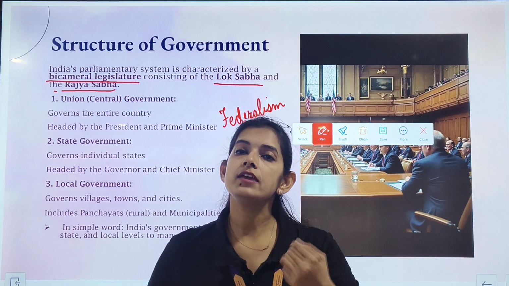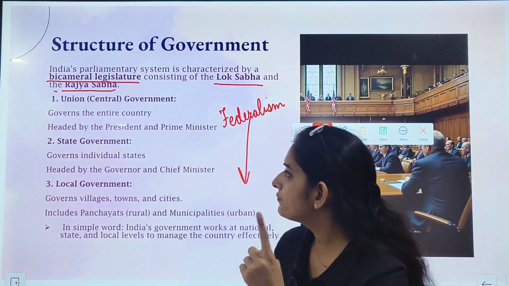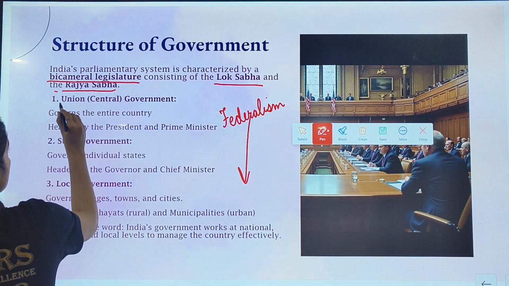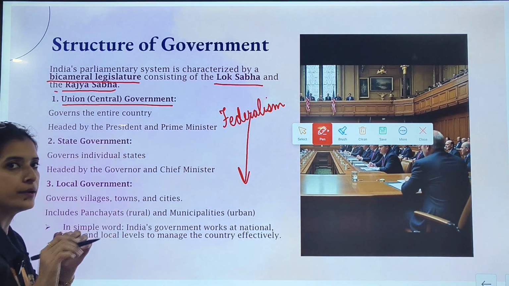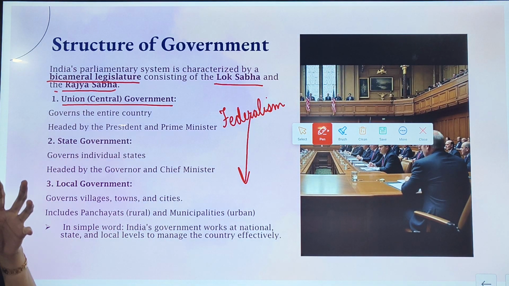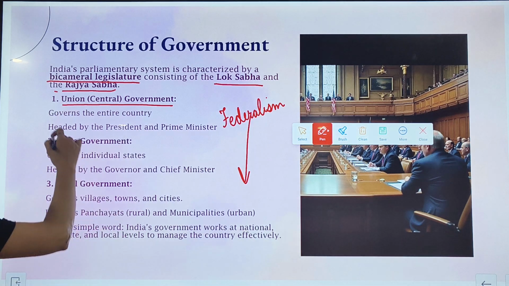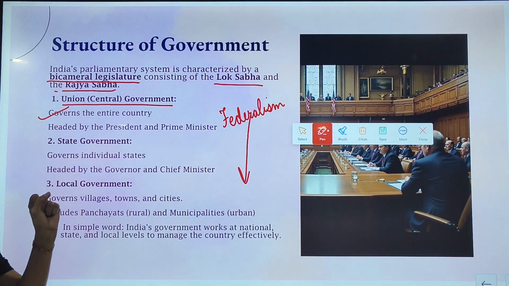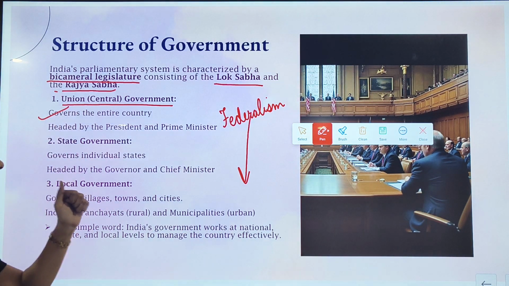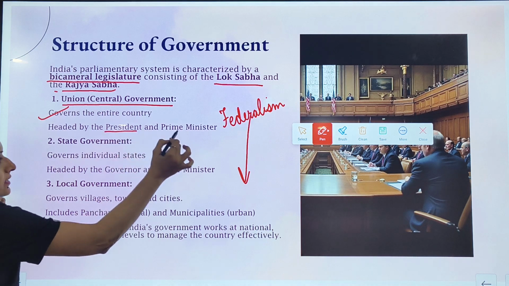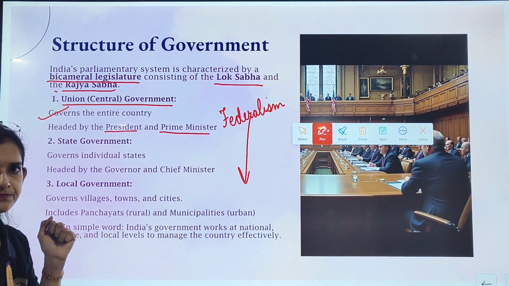In India, we have three levels. The first level is the union or the central government. What are the powers which they have? The power is to govern the entire country. Clear? And the head would be president as well as the prime minister.